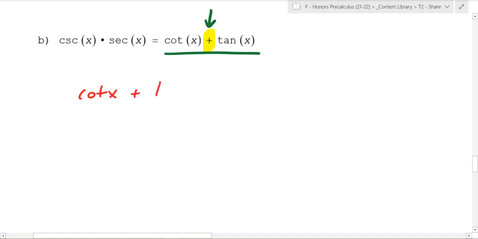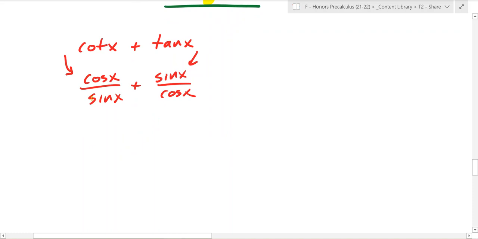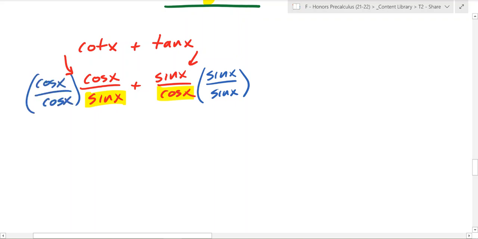Cotangent x plus tangent x. By definition, cotangent is cosine x over sine x, and tangent is sine x over cosine x. These are just by definition right there, identities. Now, if we want to add these fractions, we need a common denominator, which we don't have. So in this case, what we're going to do is multiply this one by sine x over sine x, which is just a fancy form of 1. And we're going to multiply this one by cosine x over cosine x, which is again a fancy form of 1.